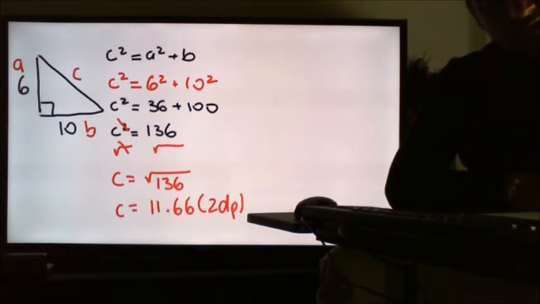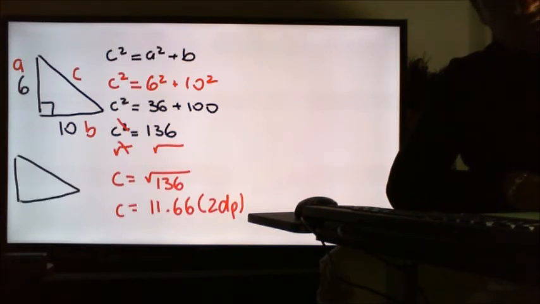If I redrew that triangle over here to indicate all of these values, then I can indicate that this side is 11.66, the bottom is 10, and the inside there is 6. And that's how simple we got the answer. Not to forget, right angle.